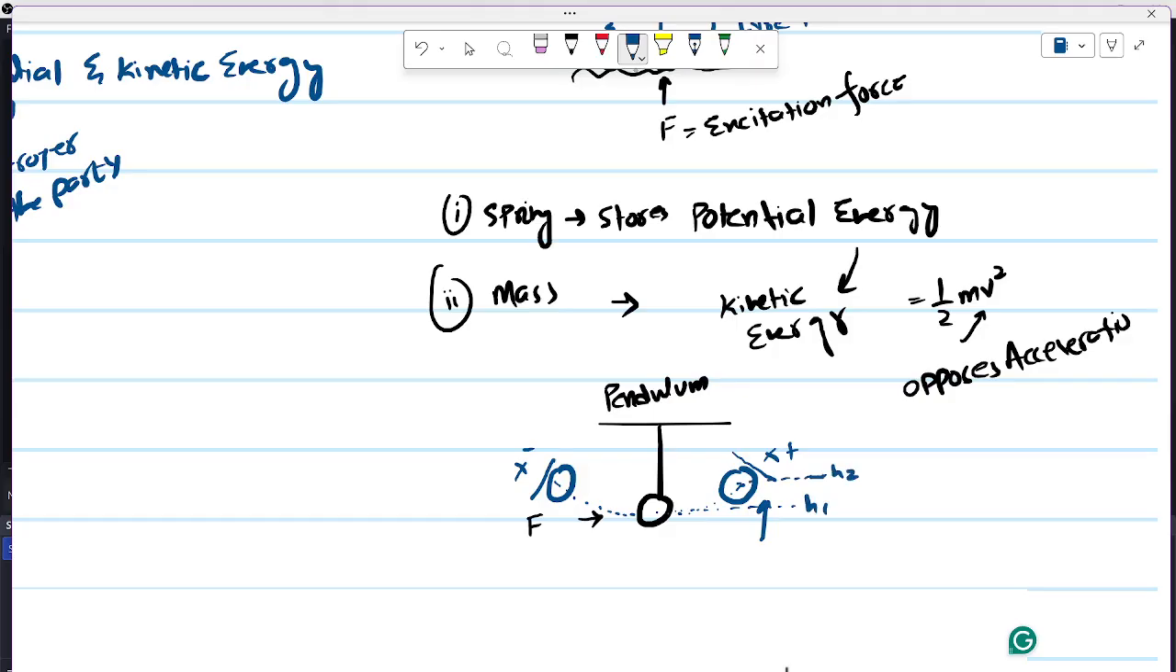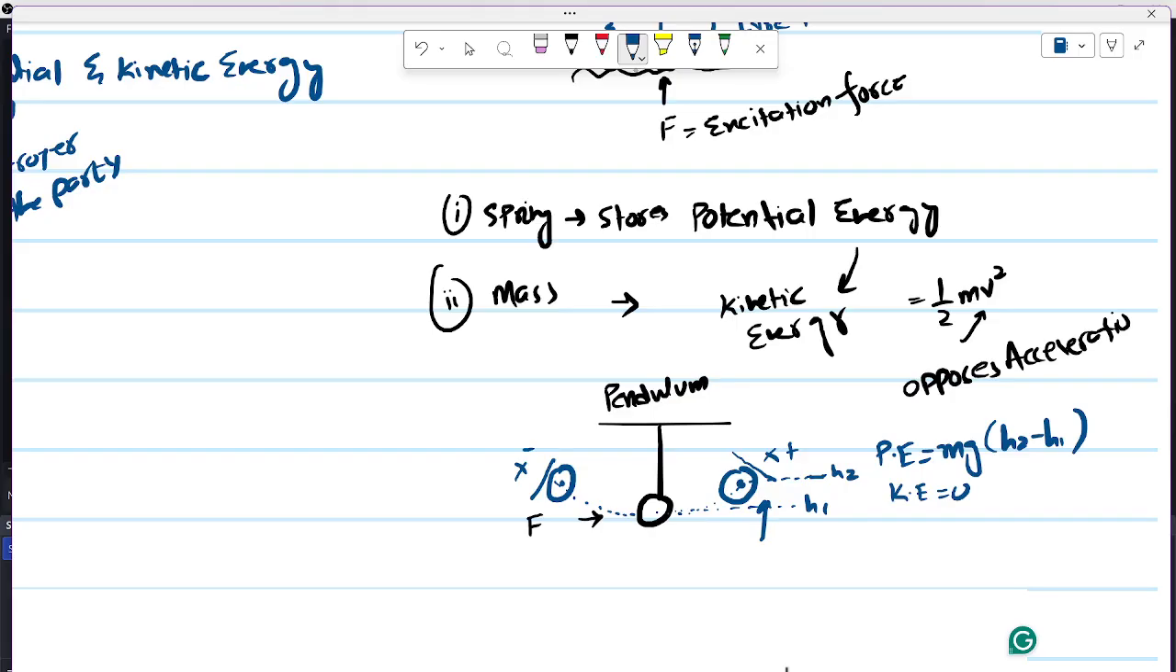Because the height here is more, naturally the potential energy will be more, mg(h2 minus h1). So at this point it has a maximum potential energy and the kinetic energy is zero, because you applied the force, and because of that force the pendulum went up and reached the maximum potential energy. Now the force has been removed.